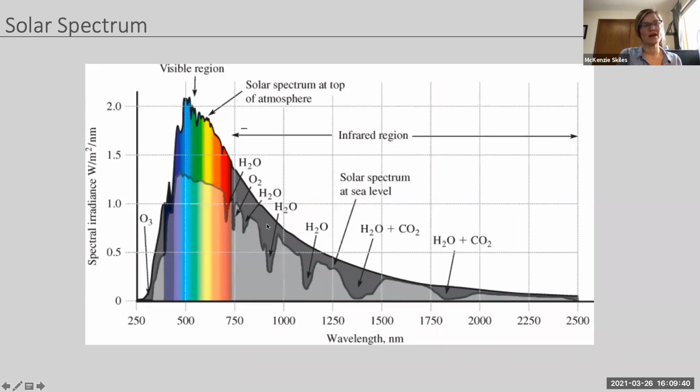And we can see that at the surface, not all of the energy that's coming in at the top of the atmosphere makes it to the surface, and that's because some of it is being absorbed in the atmosphere by things like water or oxygen. And those have distinct absorption bands that limit the amount of energy that comes in those wavelengths.